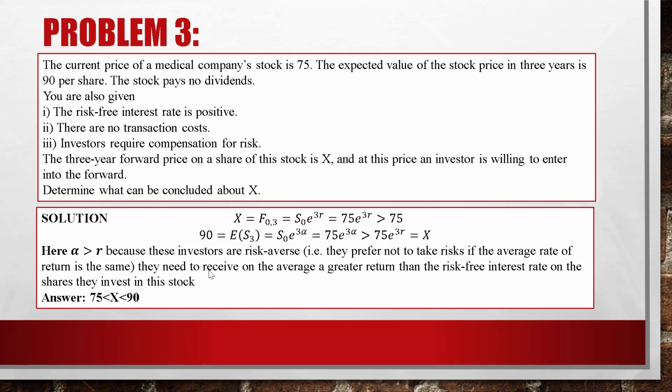It's right at the third information. Investors require compensation for risk. So eventually we got X is greater than 75 and 90 is greater than X. So we got X to be in between 75 and 90.